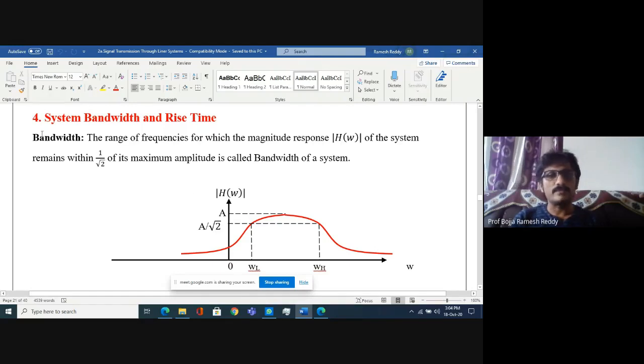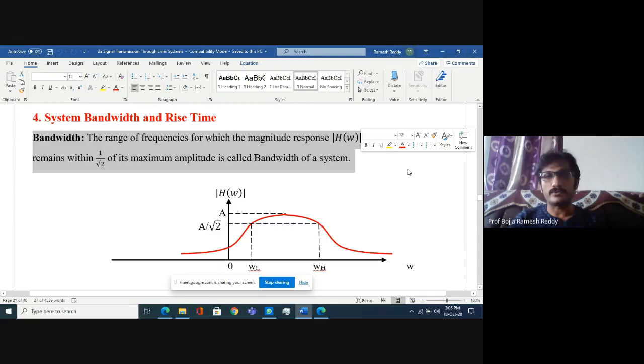Okay, first of all, what is bandwidth? Bandwidth, the range of frequencies for which the magnitude response, that is modulus of H of omega of the system function, remains within 1 by √2 of its maximum amplitude. Means gain of the range of frequencies at that moment, gain of the amplifier or system, whatever, that is almost constant, or that is 1 by √2 times of its maximum amplitude.